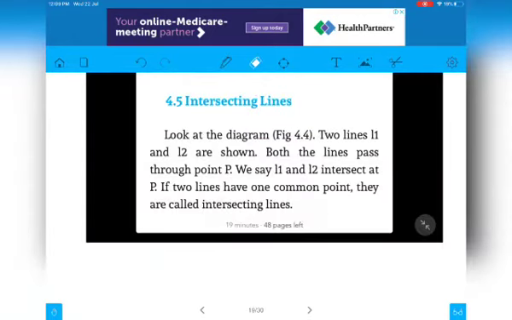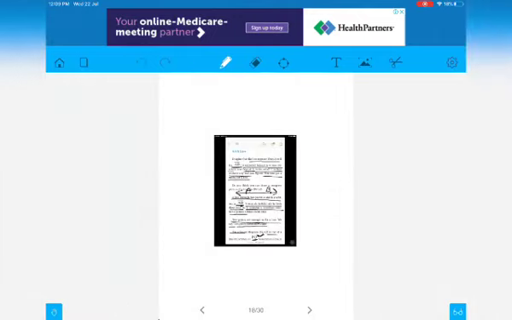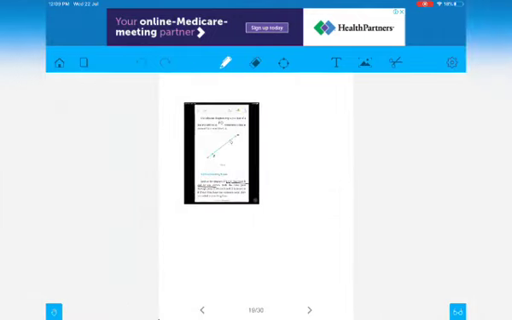Now dear students, our next topic is intersecting lines. What are intersecting lines? You will see that two lines L1 and L2 are shown in figure number 4.4. So let's go to the figure. Let me just draw the figure for you.